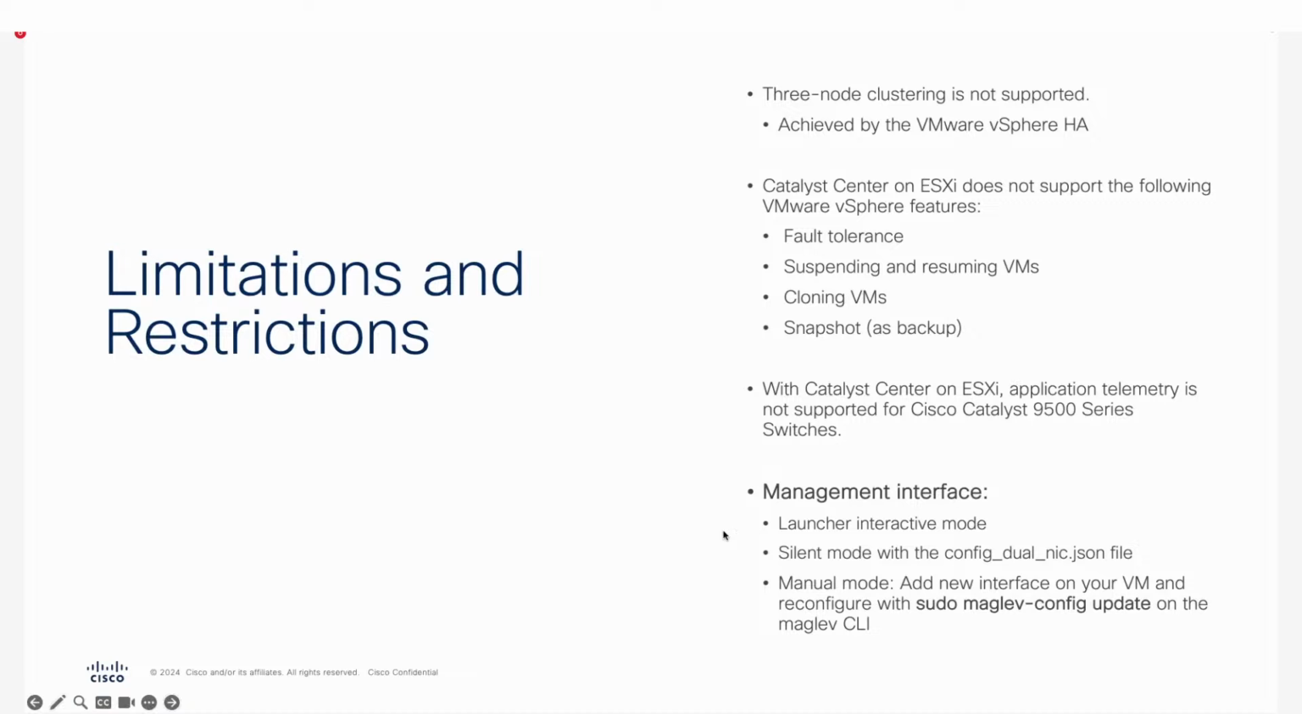And there's a note about the management interface. Whenever you want to use the management interface, you can either set it up with the launcher in interactive mode, with the silent mode and the dual NIC config JSON file, or if you create your virtual machine in manual mode, you will need to add a new interface on your VM, and then reconfigure the Catalyst Center using sudo maglev config update via the Maglev CLI. So if you are going to plan in advance, you can do either of the first two options. Even in the future, if you want to modify your virtual machines, you can add it this way.